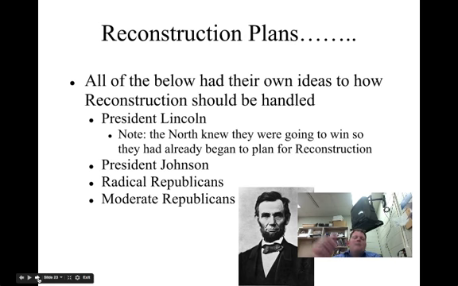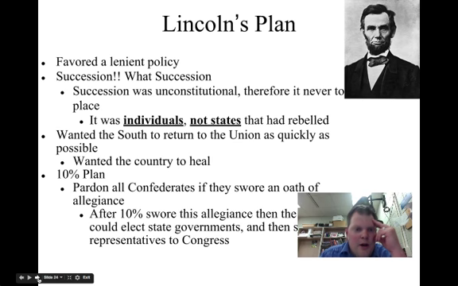And with that begins the Reconstruction, so kind of pulling the Union back together. And when we study Reconstruction, we need to understand that there are several plans that are proposed. There's a plan put forth by Lincoln, but he obviously gets killed. There's a plan by the vice president who becomes president, President Johnson, and there are plans by the radical and moderate Republicans. Okay, Lincoln's plan. One thing you gotta know about Lincoln's plan is it's very lenient.